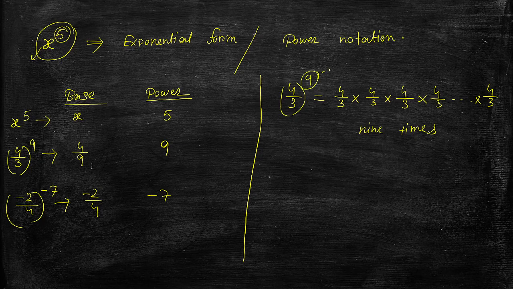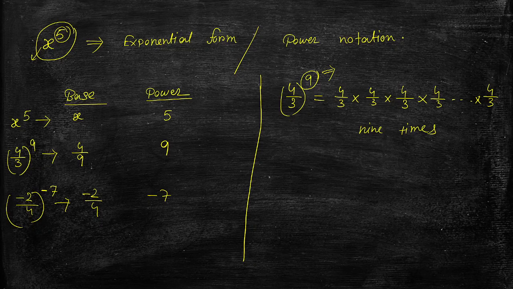Whatever is mentioned in the power, you need to write it that many times. If the power is 9, you need to write it 9 times. If the power is 3, you need to write it 3 times. Okay. It doesn't matter if it is negative or positive. For negative, obviously, you need to solve that in a different way. That I will explain later.